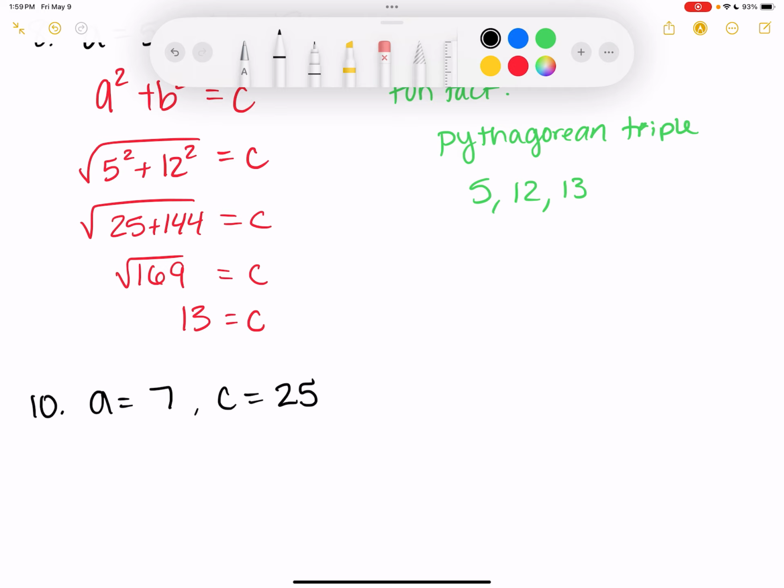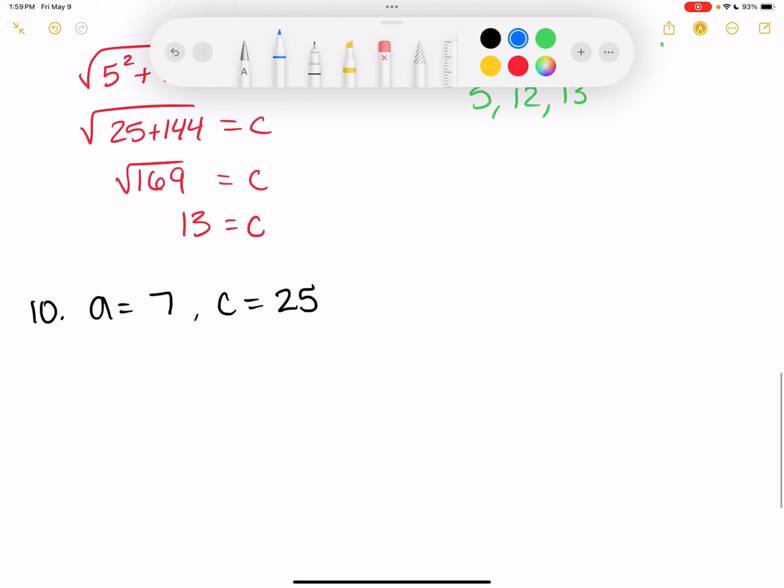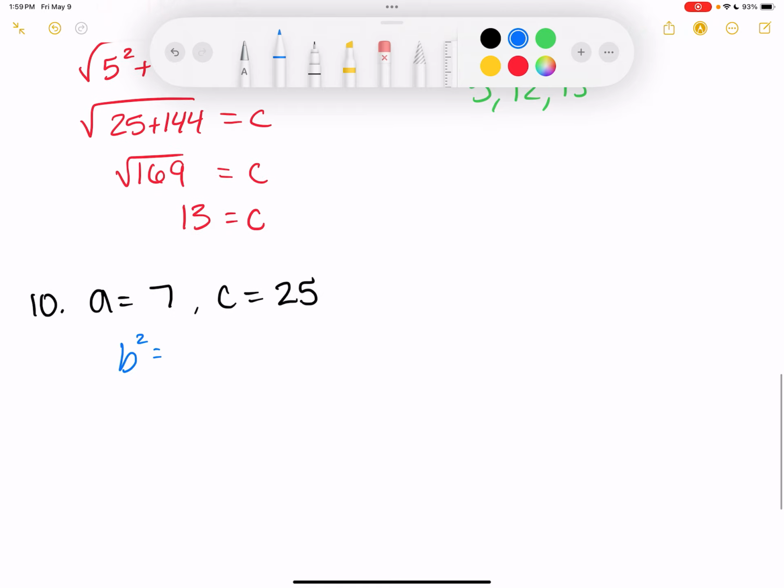Alright, so this one's different because now what letter are we solving for? B. See if you can tell me the modified formula for this one then. Would it just be B squared equals C squared minus A squared? Yep. It's just the same thing, we're opposite. Alright, so I'm going to go ahead and take the square root of both sides from the beginning. So B equals the square root of 25 squared minus 7 squared.